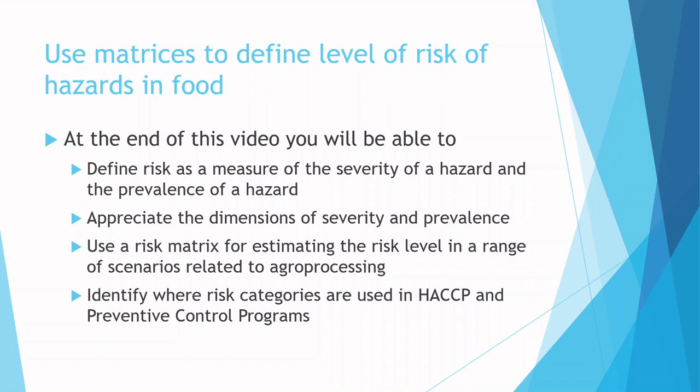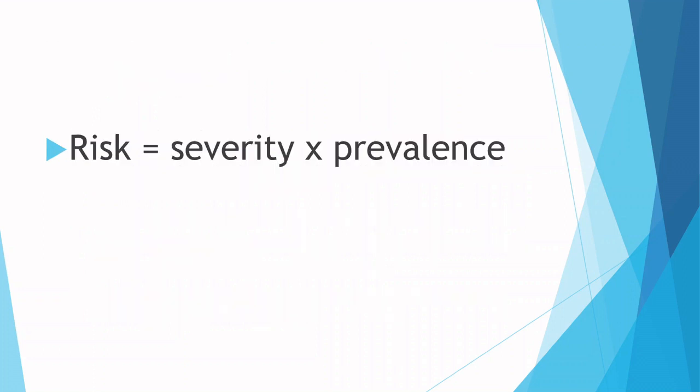So in this video, we are going to use matrices to define level of risk of different hazards in foods. And at the end of this video, you will be able to define the risk as a measure of the severity of a hazard and the prevalence of a hazard. You'll appreciate the dimensions of severity and prevalence. We'll use a risk matrix for estimating the risk level in a range of scenarios related to agroprocessing, and we will identify where risk categories are used in HACCP and preventive control programs. So let's jump forward here.